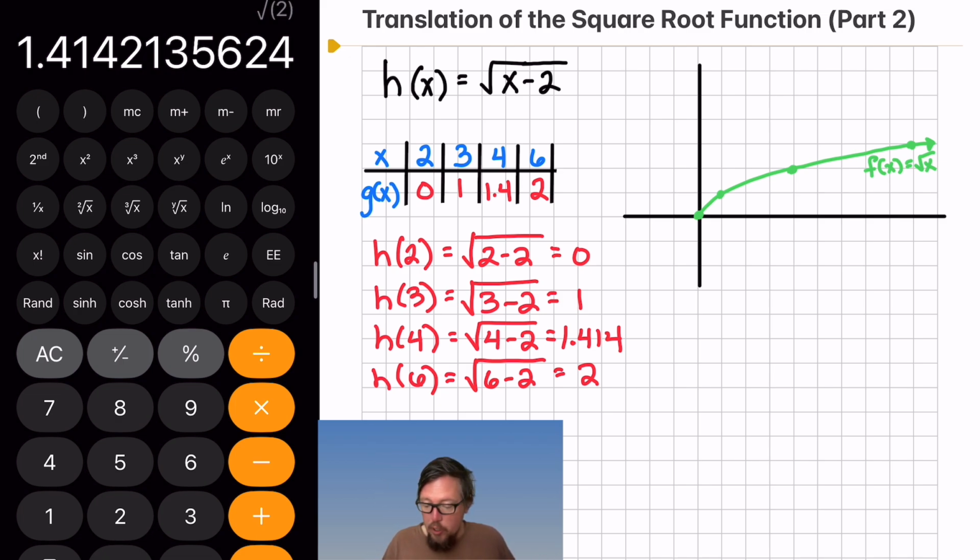So let's go ahead and graph these points. Our first point is 2, 0. And then our next point is 3, 1. And then the last point that we're going to put on here is 6, 2. And we'll go ahead and connect these points. There it is. This is our h of x function.